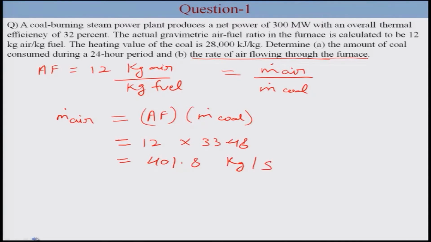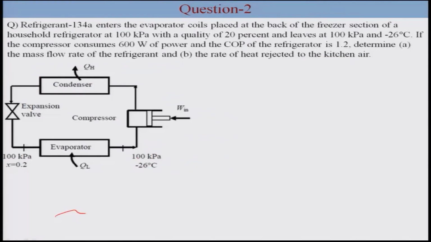Moving on to the next question. In this, refrigerant 134A enters the evaporator coil. So this is an evaporator. Refrigerant enters the evaporator coil placed at the back of the freezer section of a household refrigerator at 100 kilopascal with a quality of 0.2, that is 20%, and leaves at 100 kilopascal and minus 26 degrees Celsius.